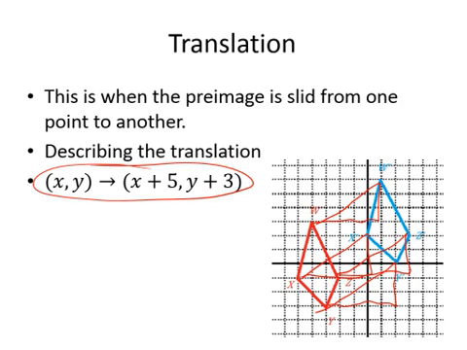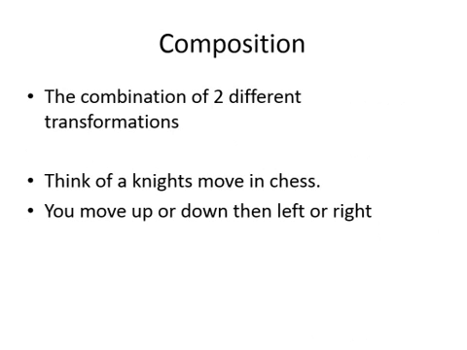That's your translation. Now, a composition of translations is basically a combination of two different transformations. We're going to be talking about more transformations later. So you could slide something and flip it. You could flip it then rotate it. There are different things that you could do with it, and these are called compositions, if you're combining two of them.